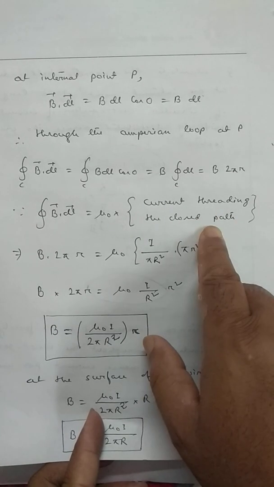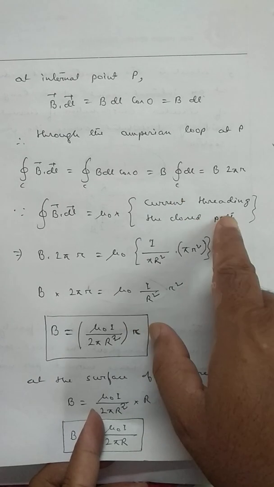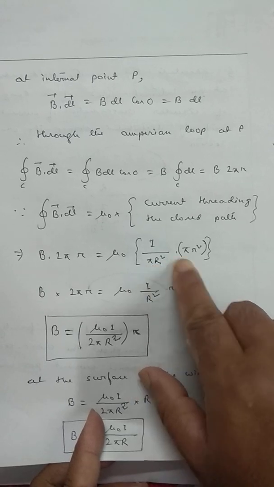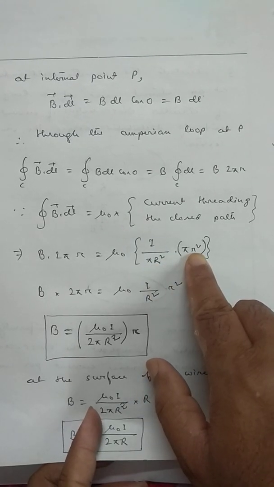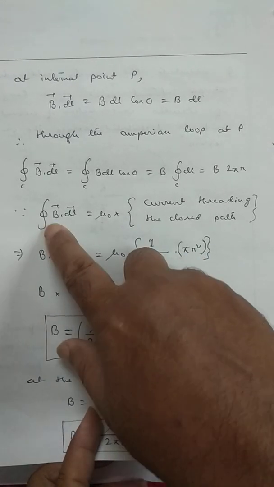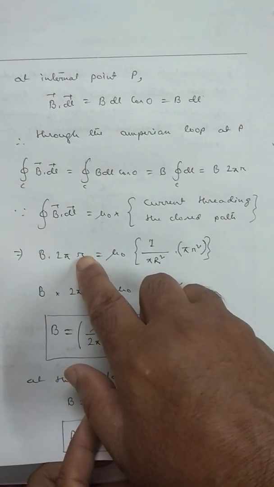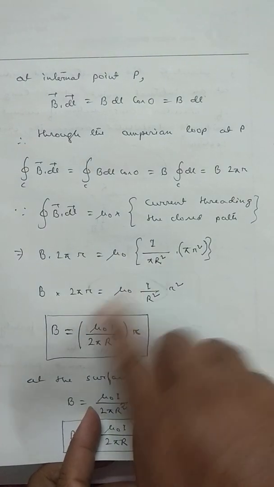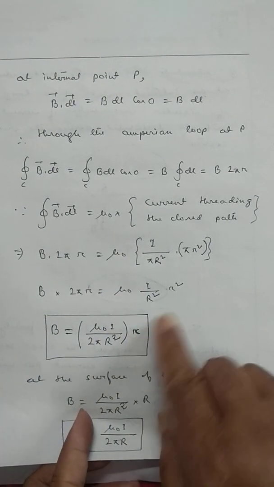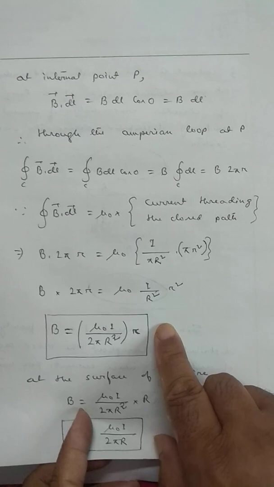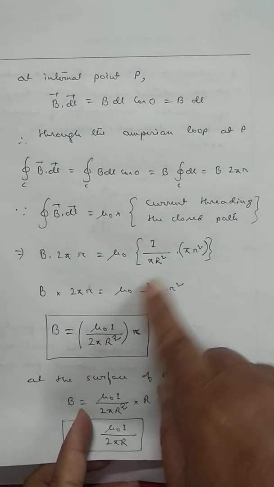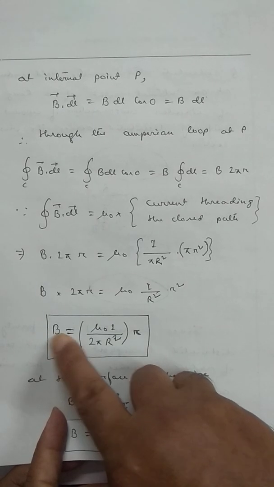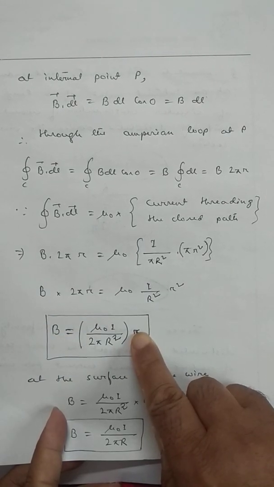What is the current threading the closed path? Current threading the closed path is current per unit area of the thick wire multiplied by the area of the Amperian loop. And the integration of B dot dl is B into twice pi r. r is the distance of the internal point. So in that case, we are getting this. One r gets cancelled, and twice pi comes here. This is the mathematics you can work out. So under that situation, B is directly proportional to small r.